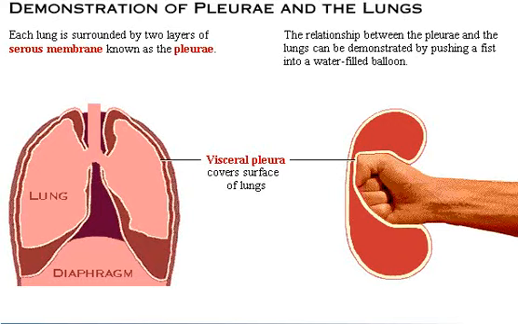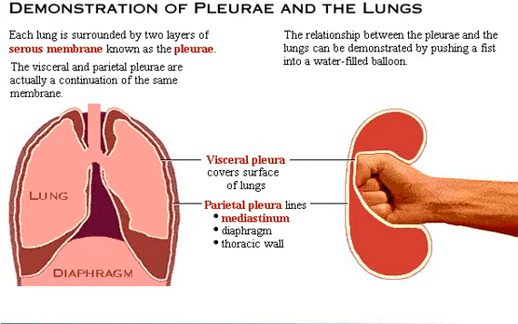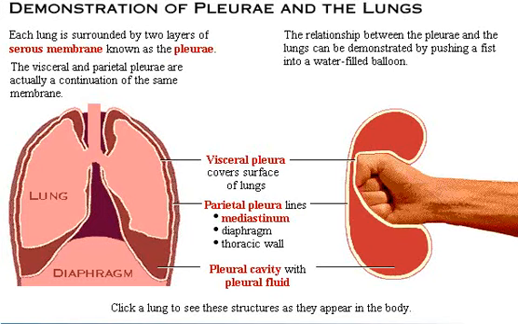The visceral pleura is part of the pleura which covers the surface of the lungs. The outer part of the balloon represents the parietal pleura, which lines the mediastinum, the diaphragm, and the thoracic wall. Notice that the visceral and parietal pleurae are actually a continuation of the same membrane. The water-filled space between the two layers represents the pleural cavity, which contains pleural fluid. The size of the pleural cavity is exaggerated in this illustration. Click a lung to see these structures as they actually appear in the body.